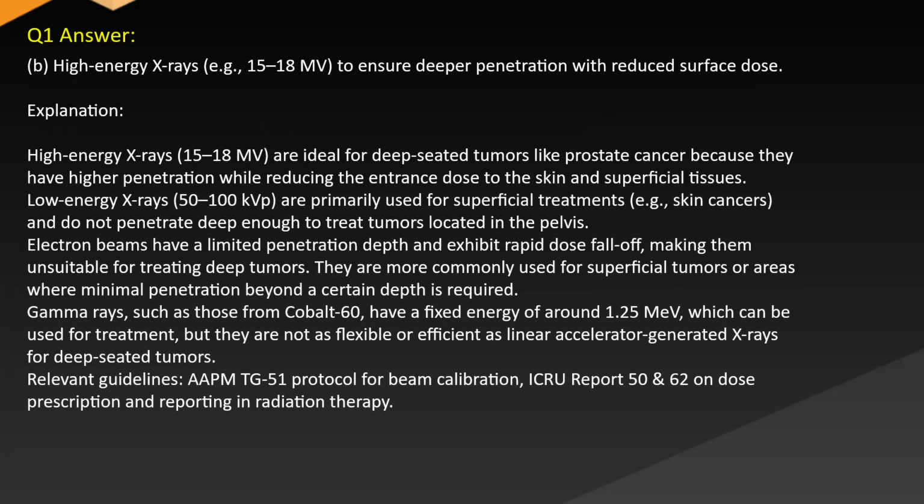Answer: B. High-energy X-rays, 15-18 MV to ensure deeper penetration with reduced surface dose. Explanation: High-energy X-rays, 15-18 MV, are ideal for deep-seated tumors like prostate cancer because they have higher penetration while reducing the entrance dose to the skin and superficial tissues. Low-energy X-rays, 50-100 kVp, are primarily used for superficial treatment, e.g. skin cancers, and do not penetrate deep enough to treat tumors located in the pelvis.